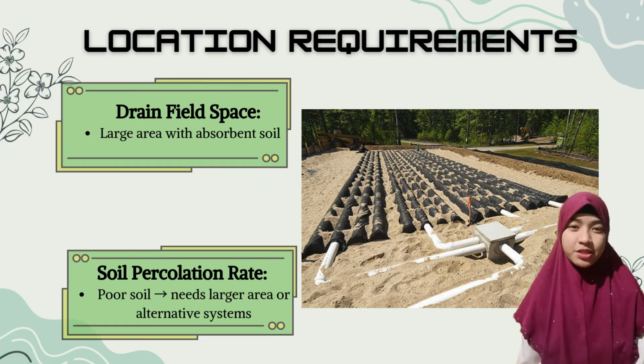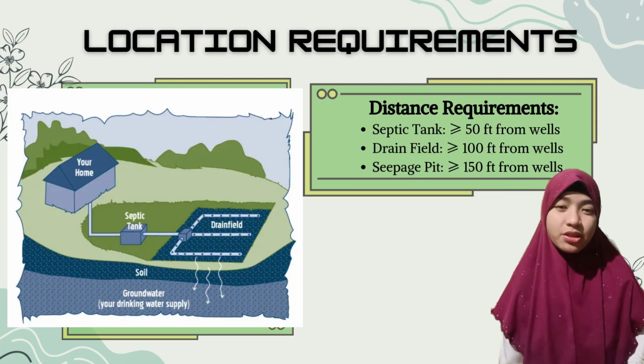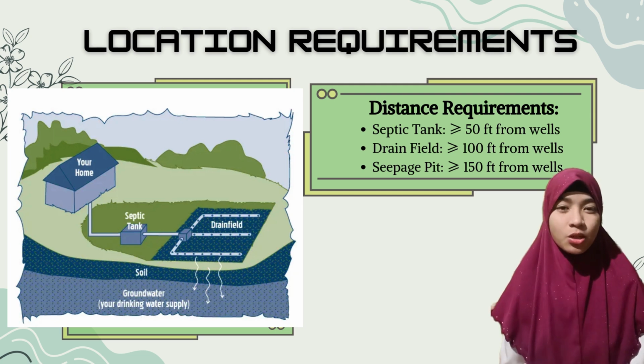First is drain field space. This is the area where wastewater is filtered by the soil. It needs to be large enough and have soil that drains well, so water doesn't pool or cause backups. The second one is regulatory distances. Local health departments set minimum distances to prevent contamination.